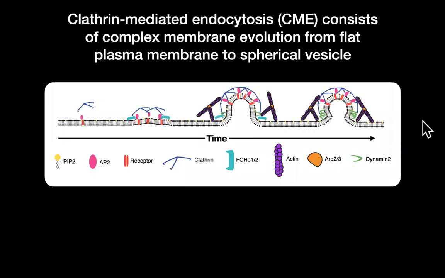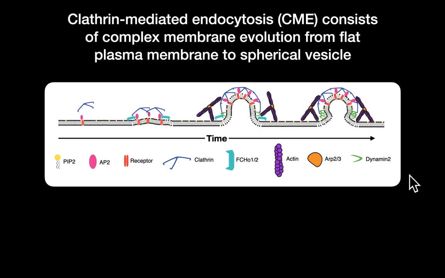So clathrin-mediated endocytosis, or CME, is this complex membrane evolution from flat plasma membrane to spherical vesicle. And a lot of the molecular players of this process are already known. AP2 initiates the process by binding to a receptor and clathrin. The site is stabilized by the FCHO1 and 2 complex, and as it invaginates into the cell body, it incorporates more receptors and cargos and coat proteins until finally it undergoes scission catalyzed by the GTPase dynamin with an assistive force produced by the actin cytoskeleton.